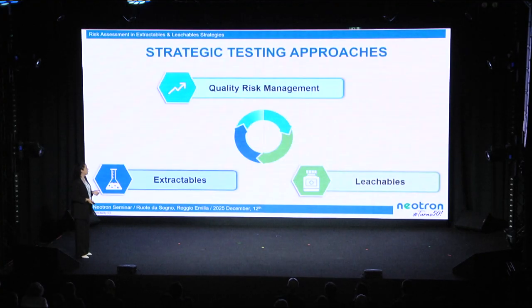So we saw that these are the three main points for the extractable and leachable project. We have to start with risk management. And within risk management, we can perform the extractable testing and the leachable part. And you see that these are merging all together because we have to think about a risk-based approach that considers the risk from the start to the end, so from the early development to the final product.